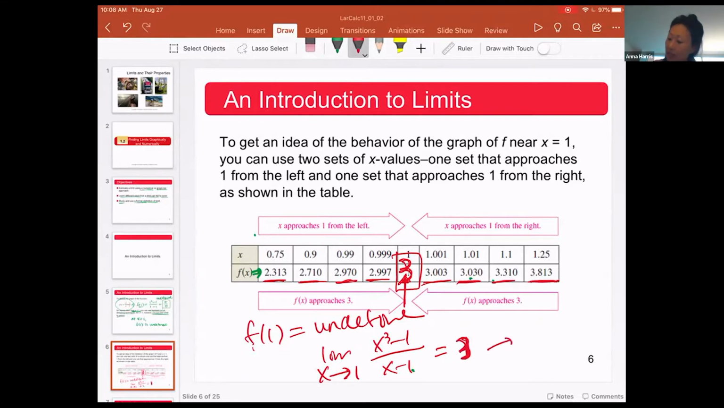Okay, it approaches 3. So this is a limit. We have a limit at x equal to 1, where y is approaching 3. From the left, it approaches 3. From the right, it approaches 3. So we have a limit at x equal to 1, where y is approaching 3. But remember, we don't have a y value though. We have a limit that approaches 3. So you can think of it like this.